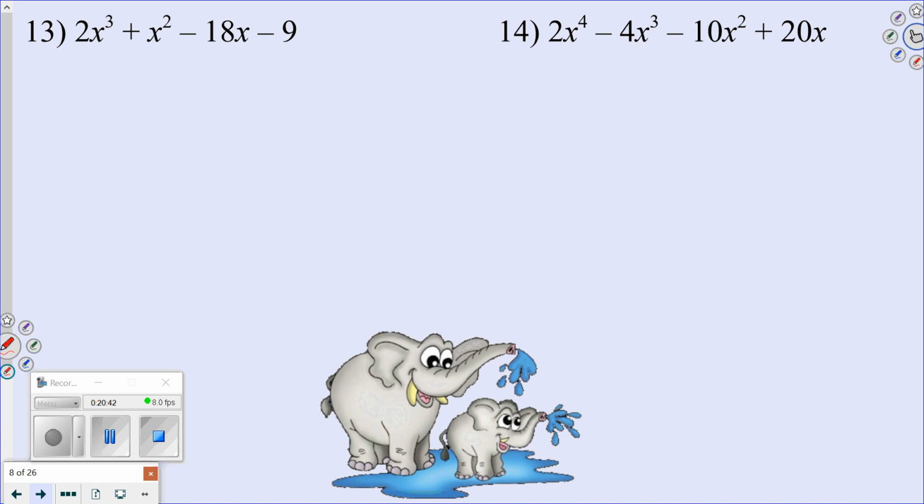All right, so let's try one. So number 13, I got 4 terms. So anytime you see 4 terms, you're going to group the first 2 and group the last 2. That middle sign goes in that second group, right, because it's attached to that 18.